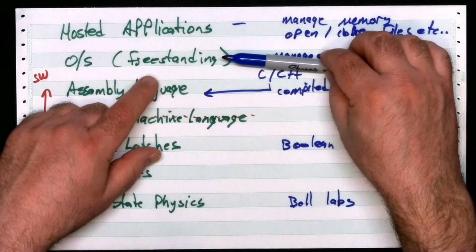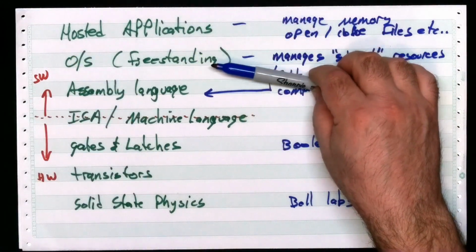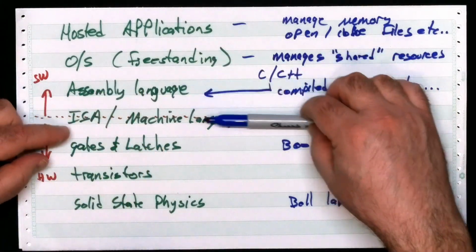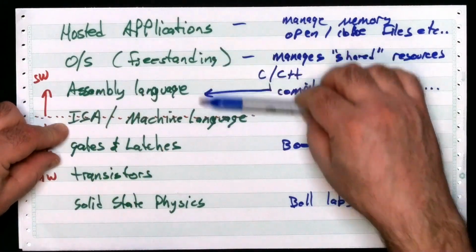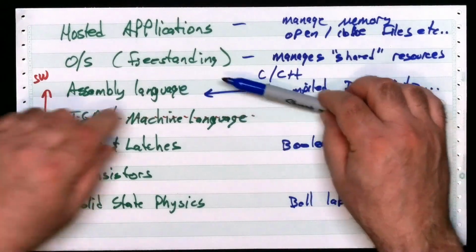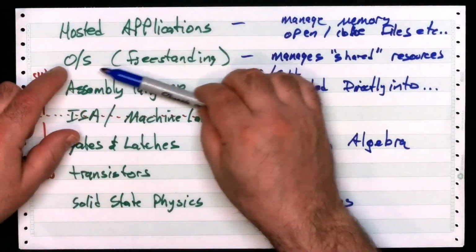So the differentiation between freestanding and hosted boils down to this: freestanding applications run directly on the machine, written directly or indirectly in assembly language or machine language, and they have no services that are provided by something like an operating system.